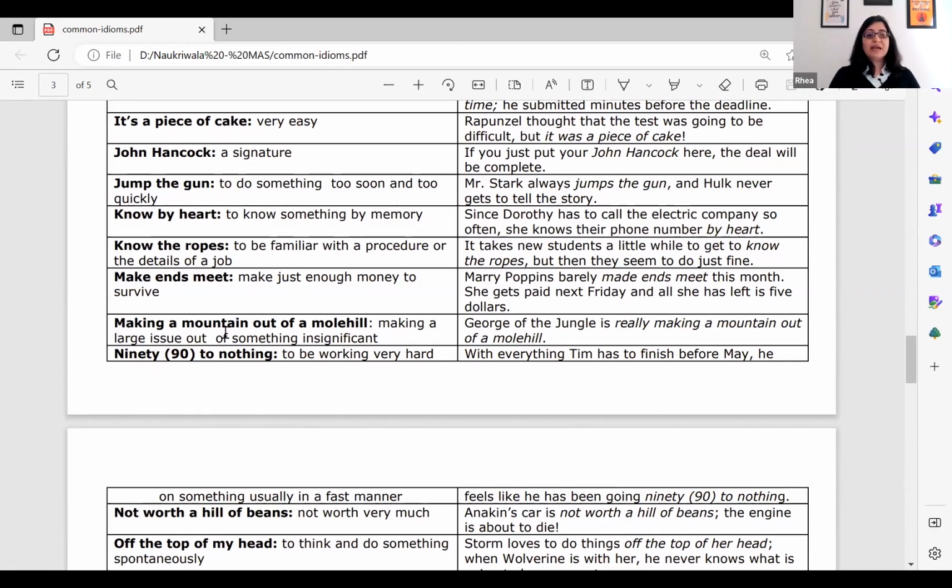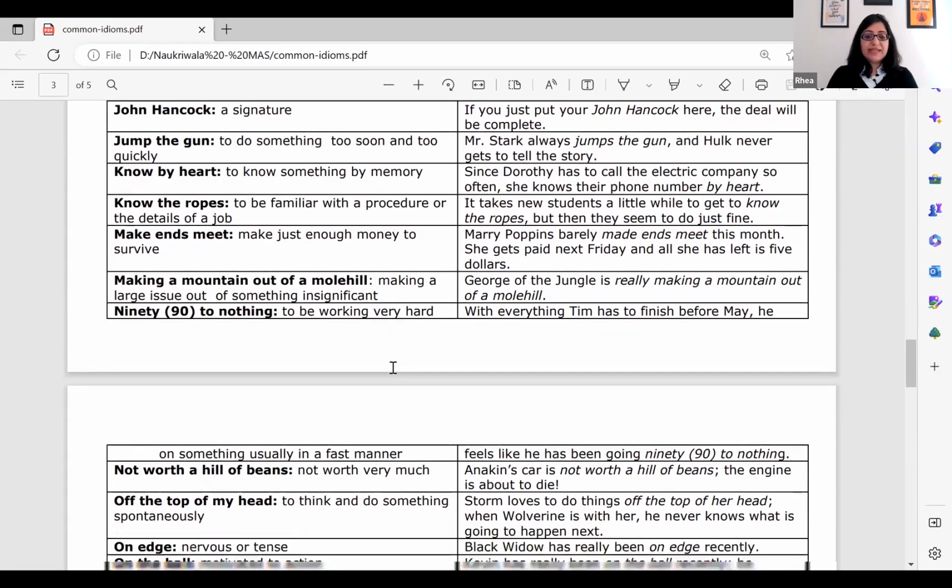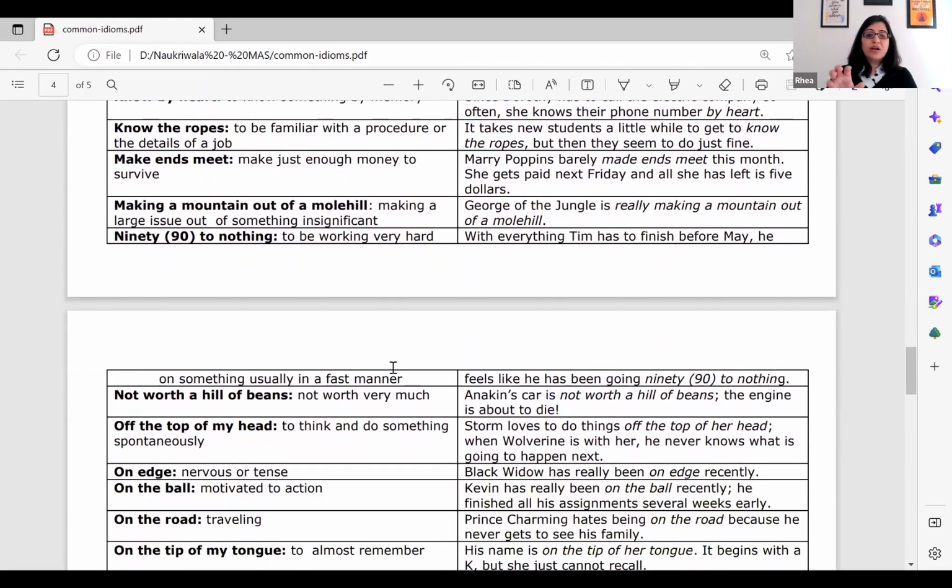Okay. Make a mountain out of a molehill. The issue might be really tiny. It's a small issue, but you show as if it's something really, really huge. Then 90 to nothing. 90 to nothing means to work very hard and in a very fast manner. Okay. With everything Tim has to finish before May, he feels like he has been going 90 to nothing. Means working hard and working very, very fast.